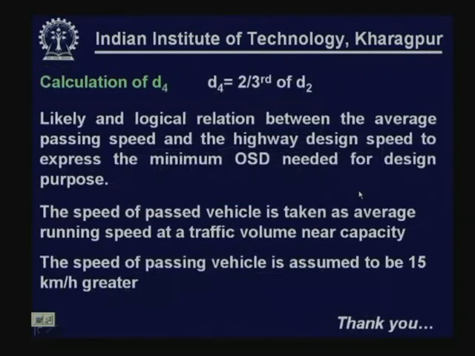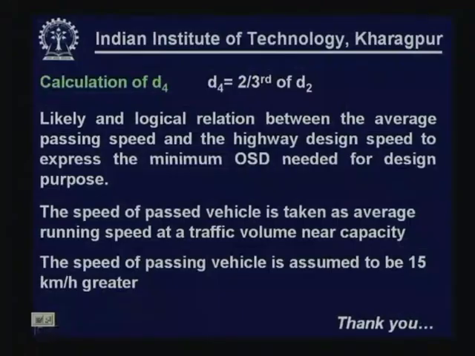For D4, it is taken as 2/3 of D2. Why 2/3? Because up to a certain position, the overtaking vehicle can really cancel the overtaking operation and go back to its original lane. So, while calculating the distance covered by the opposing vehicle, it is not necessary to take the complete D2 length, but it can be taken as 2/3 of D2. Now, all these D1, D2, D3 and D4 are based on the average passing speed of vehicles.